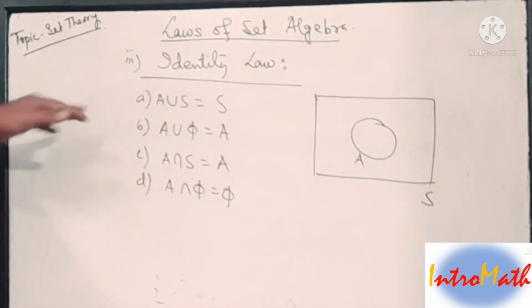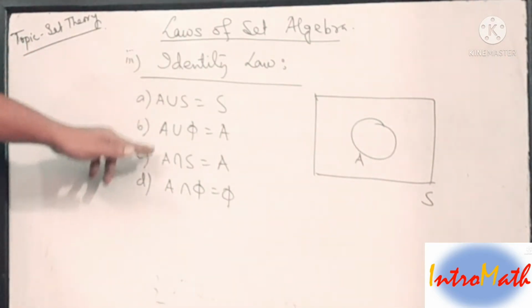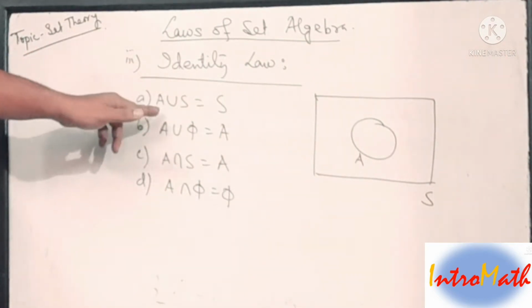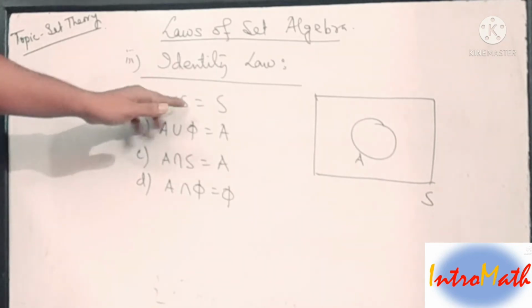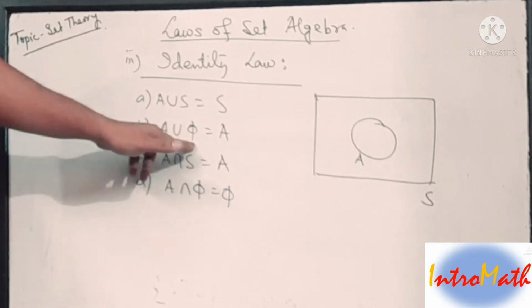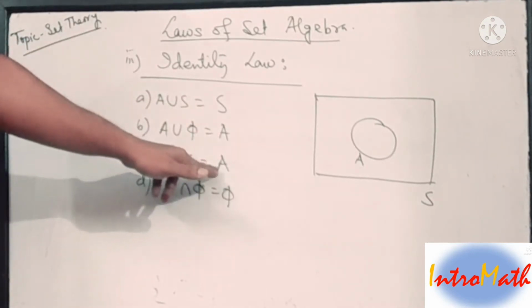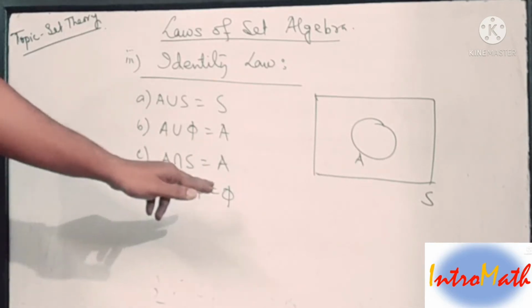The next law is the identity law. These four laws are called the identity law. A union S, S the universal set, A union S equals S. A union phi, the empty set, equals A. A intersection S equals A, and A intersection phi equals phi.